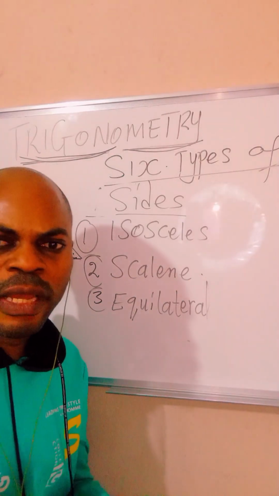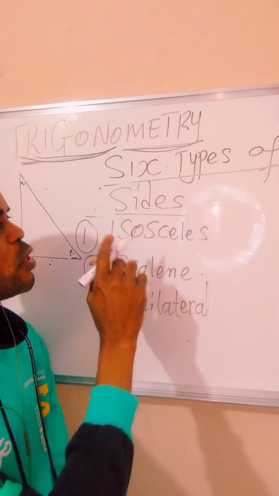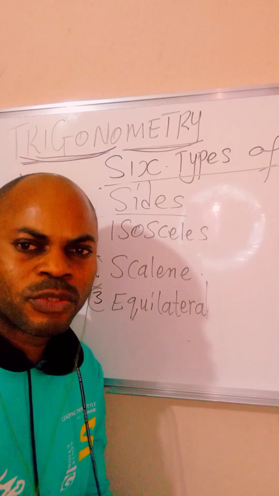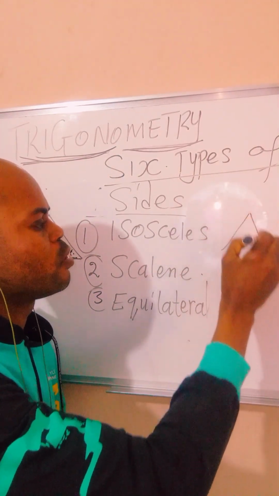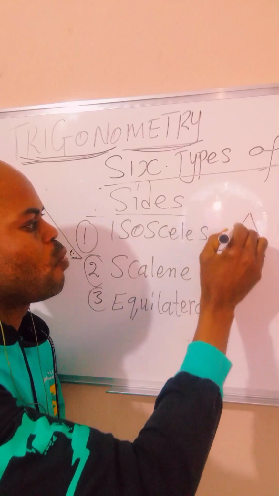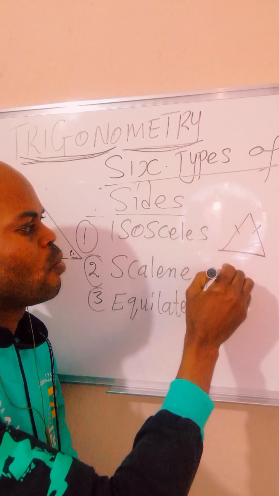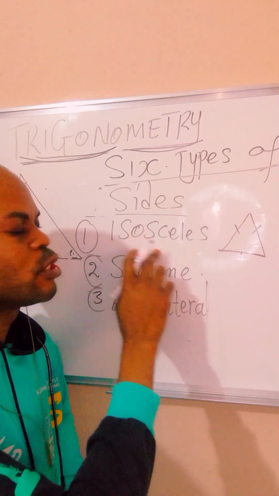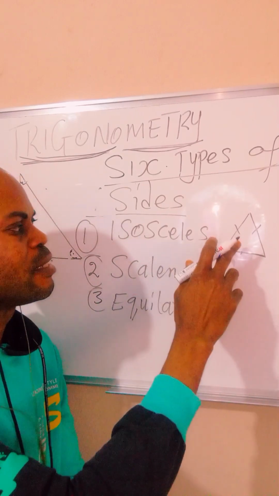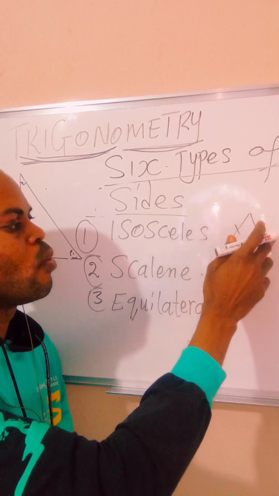What is an isosceles triangle? An isosceles triangle is simply a triangle that has two sides equal. This side and this side may be equal, and this side is entirely different. An isosceles triangle is a triangle that has two of its sides being equal, and the third side is of a different length.